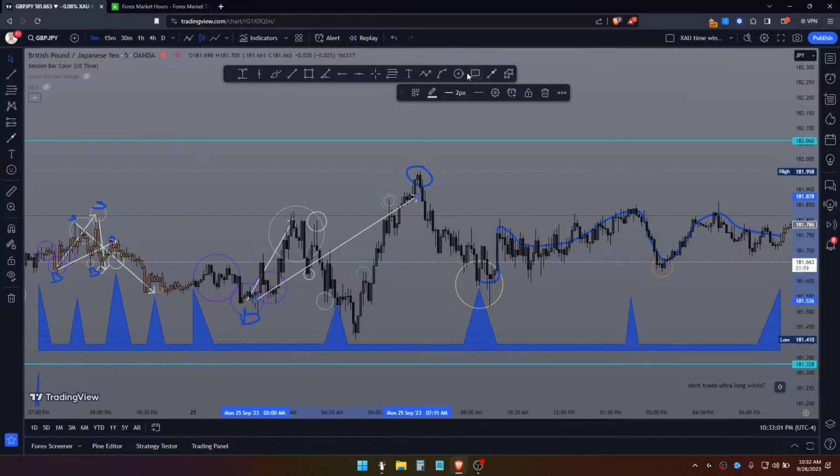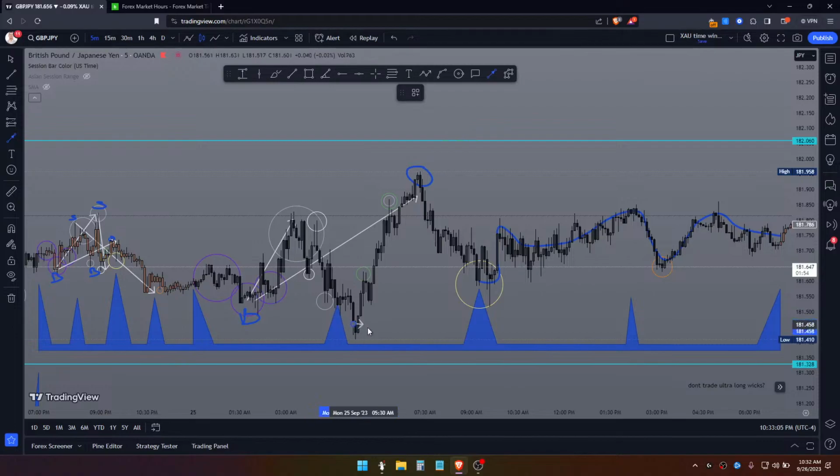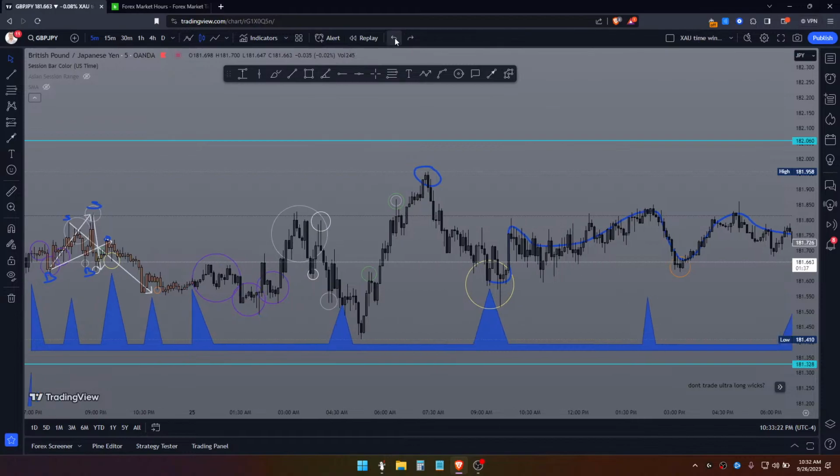So you might have been expecting some kind of move like this, so that wouldn't have scared you that it was just going to drop off. You might have bought somewhere in there, and then if you were lucky, you would have got a close there. So there's the buys.